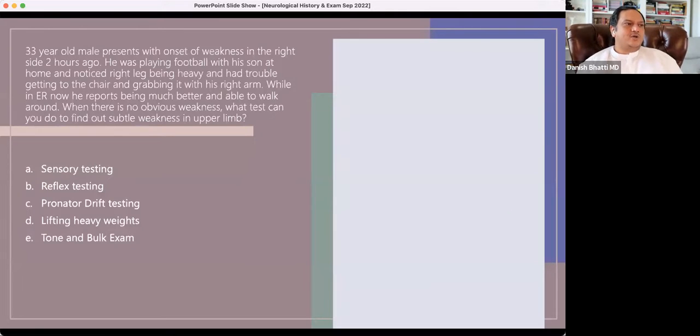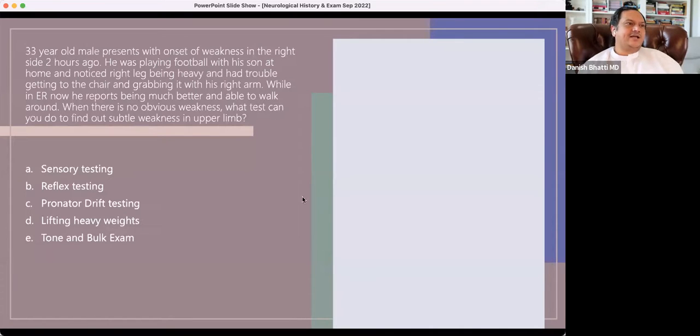All right, a 33-year-old male presents with onset of weakness in the right side 2 hours ago. He was playing football with his son at home and noticed his right leg being heavy and had trouble getting to the ER and grabbing it with his right arm. While in the ER now, he reports being much better and able to walk around. When there is no obvious weakness in this patient, what test can you do to find out more subtle weakness in his upper limb? So remember, this is the same case we looked at earlier for the onset and progression.